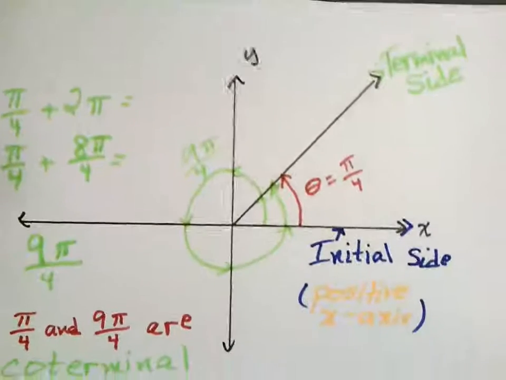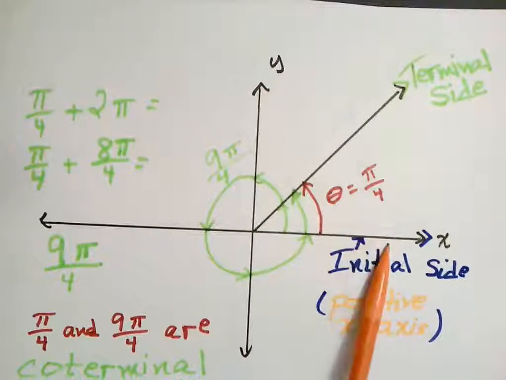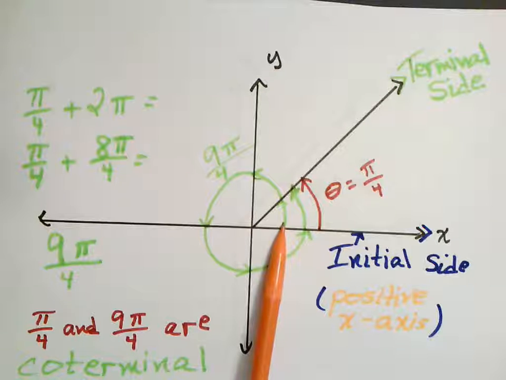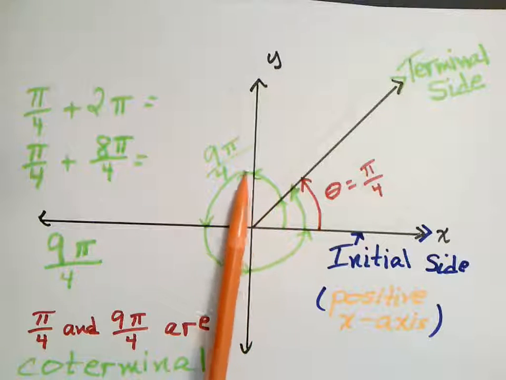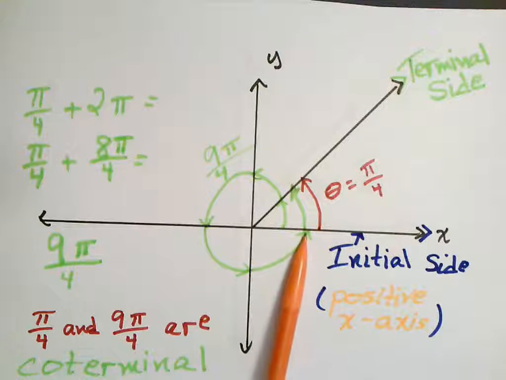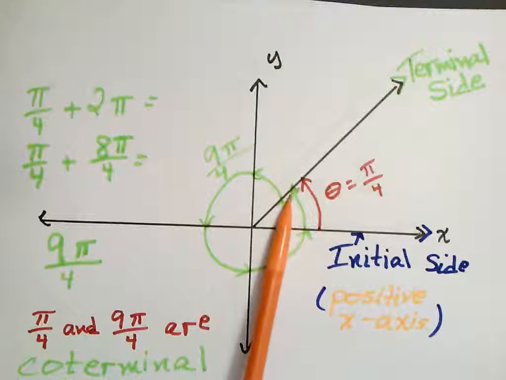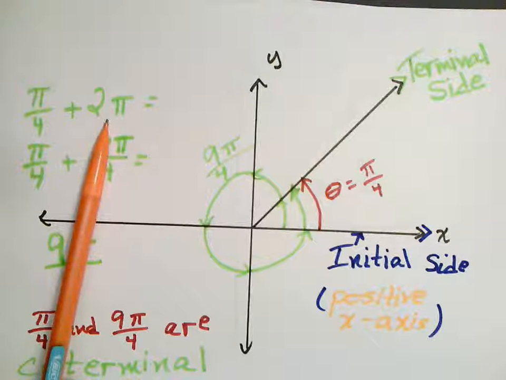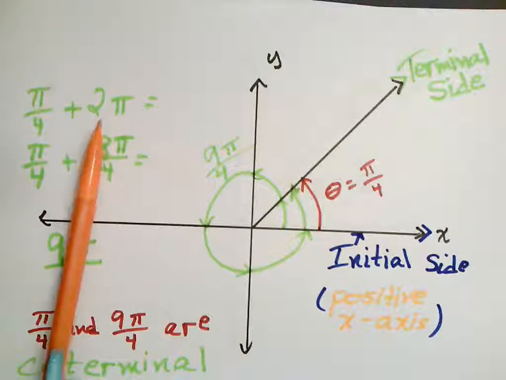I'm going to use that same theta that is pi over 4. I'm going to start on the positive x-axis. Then I'm going to go counterclockwise, counterclockwise, counterclockwise. I've gone one complete rotation plus pi over 4 more radians. So it's pi over 4 plus 2 pi radians. Remember, 2 pi radians is the same thing as 360 degrees.